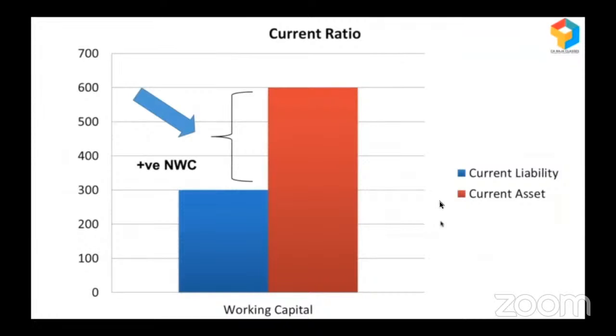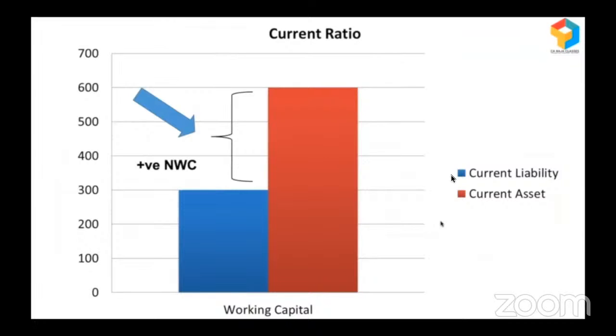Excess current assets means that portion of current assets is not created by current liabilities, but is rather funded by long-term funds. The portion of long-term funds used for creating current assets, we technically call net working capital. So if a business has positive net working capital, it is a good sign, because to that extent the business will not have liquidity pressure.